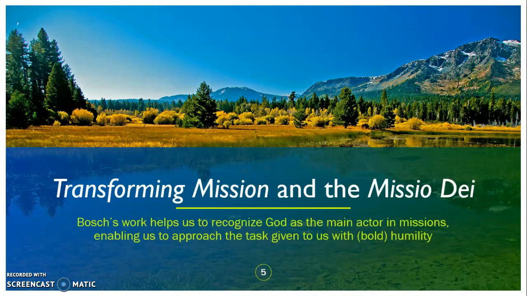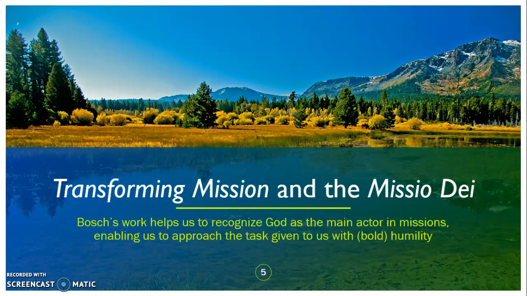So when we are looking at the transformation, the book, and our topic of the Missio Dei, what we'll find is that Bosch's work helps us to recognize God as the main actor in missions, enabling us to approach the task given to us with humility, or bold humility.